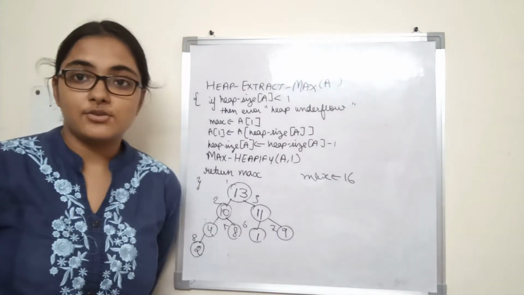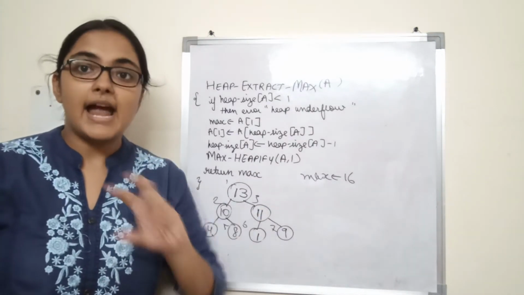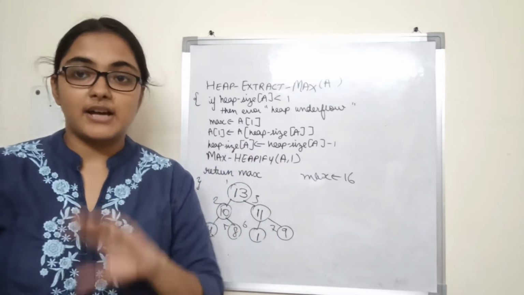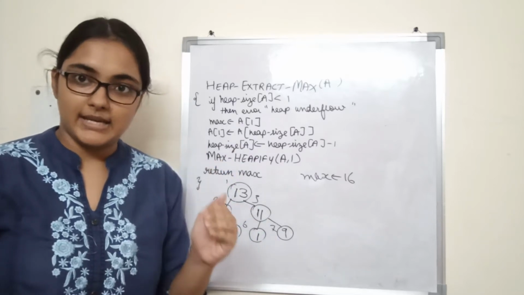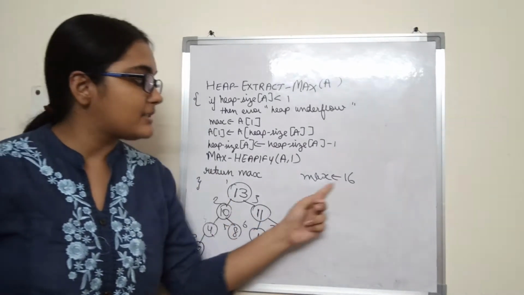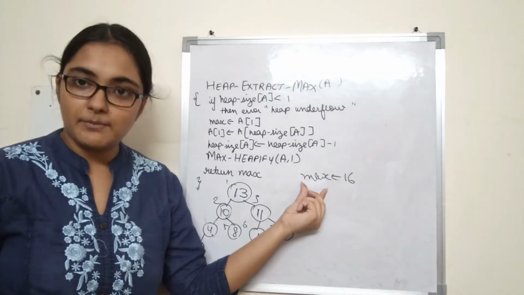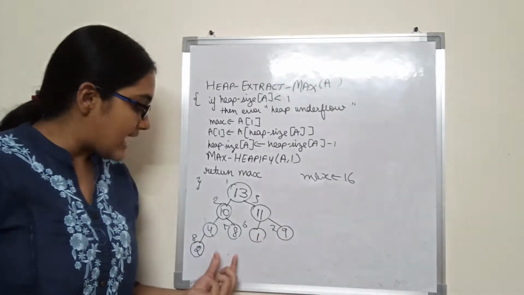What is it used for? It is used for returning and removing the maximum element from the heap, such that the resulting structure after removing the element also remains a heap. So what we did, we stored the maximum element by taking it from the root and stored it in a variable called max, and we exchanged the last element.